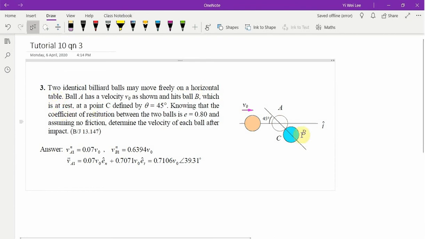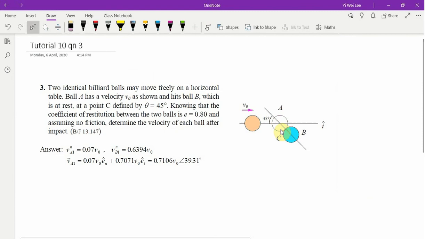horizontal table. So this is a horizontal table, which tells us that we can ignore gravity, and we can ignore the normal force on the horizontal table because they will cancel each other. So ball A has a velocity of v naught as shown here, and it hits ball B, which is at rest, at a point C defined by theta equals 45 degrees. So they basically hit at this point here. This theta is 45 degrees, to give you an understanding of where the collision plane is.